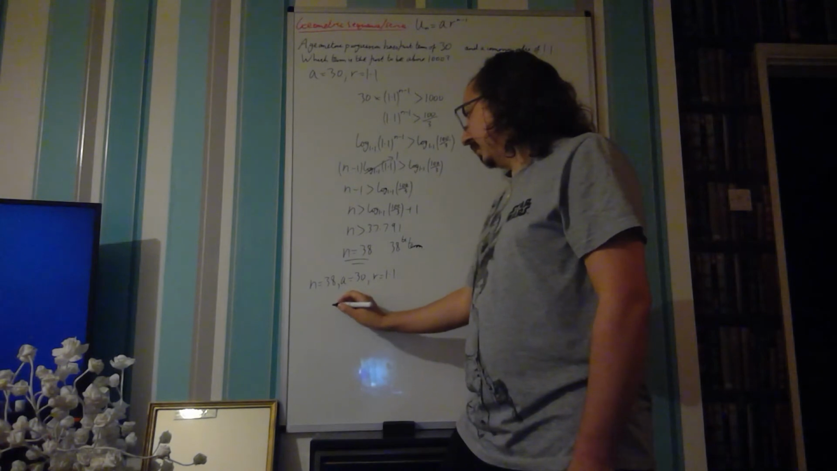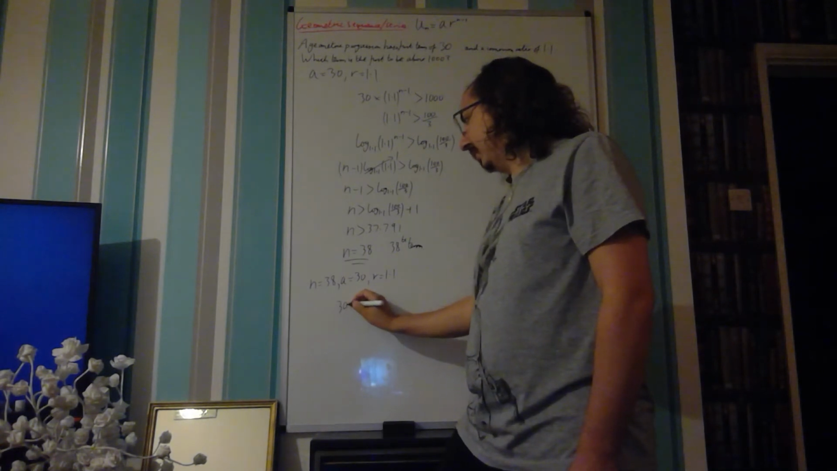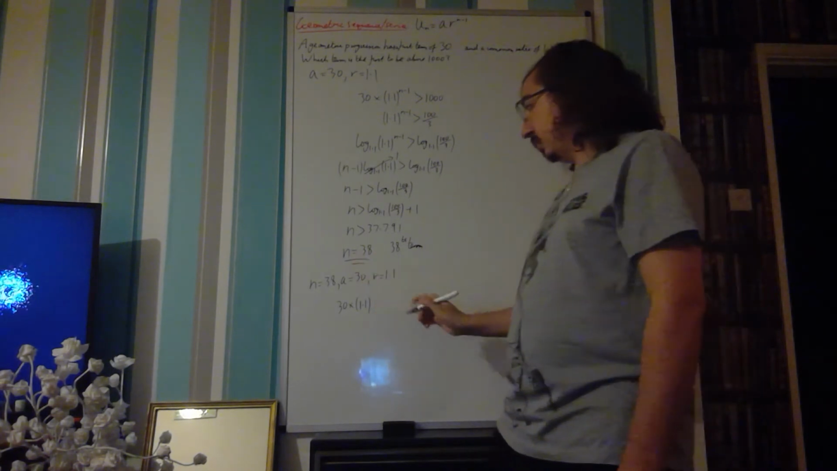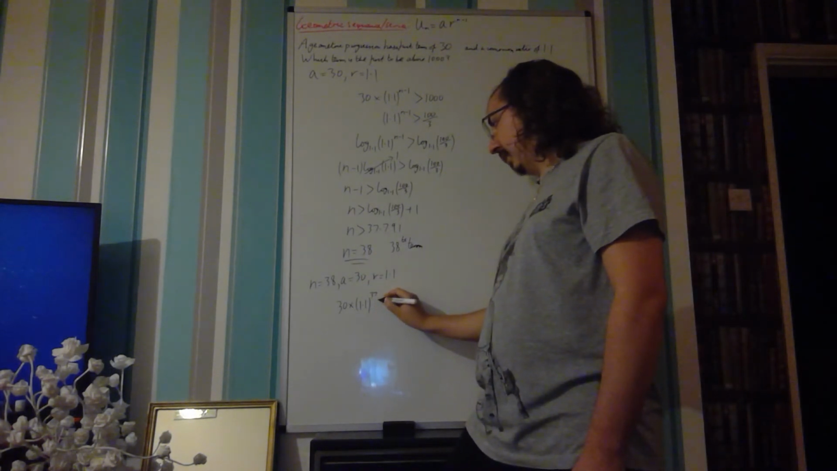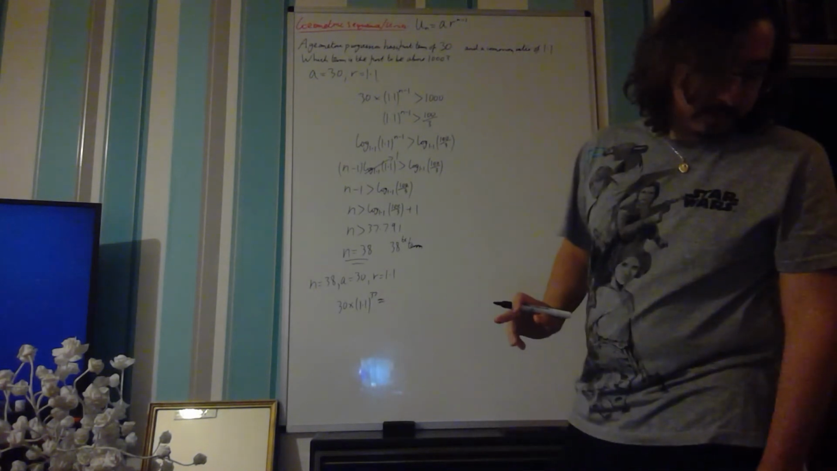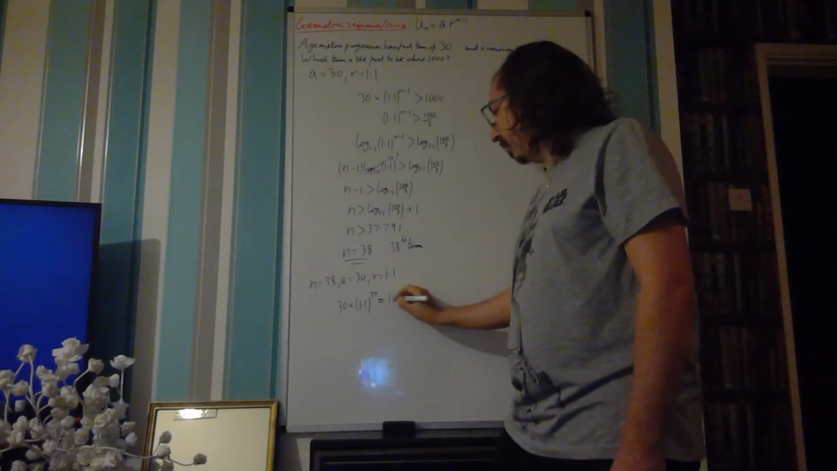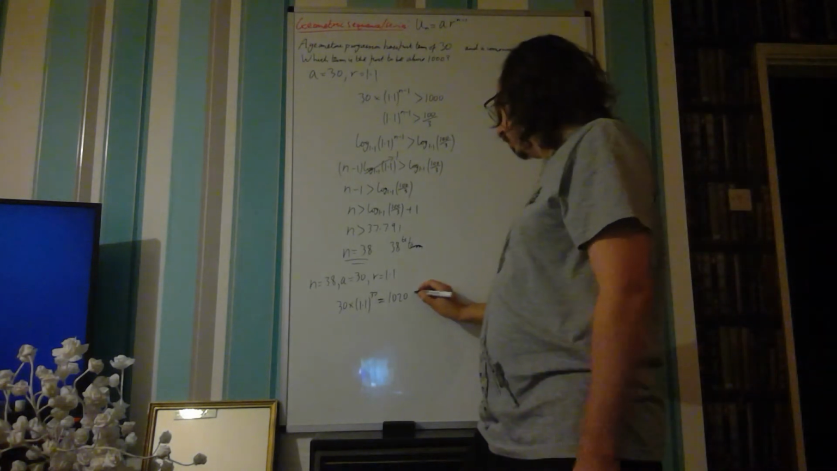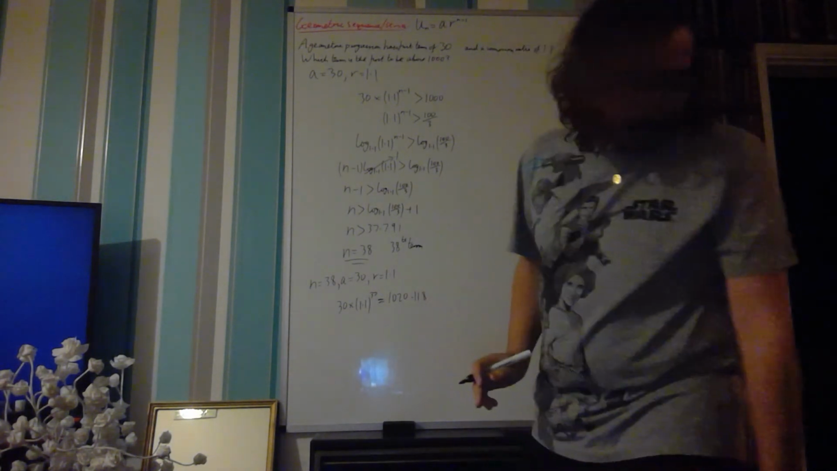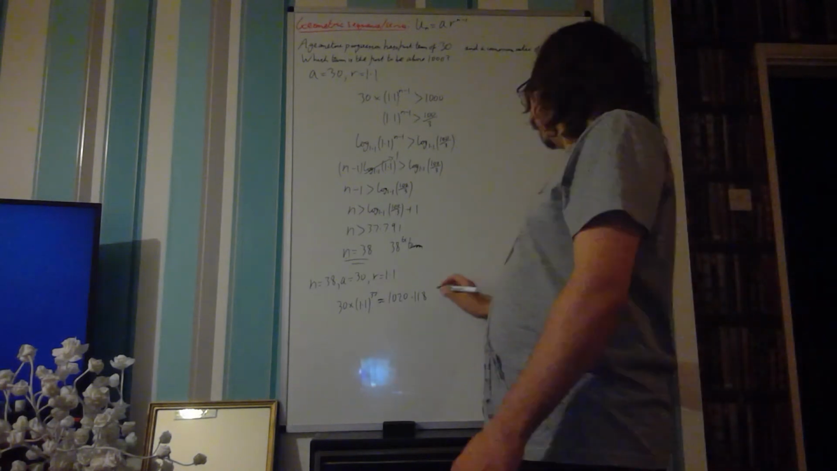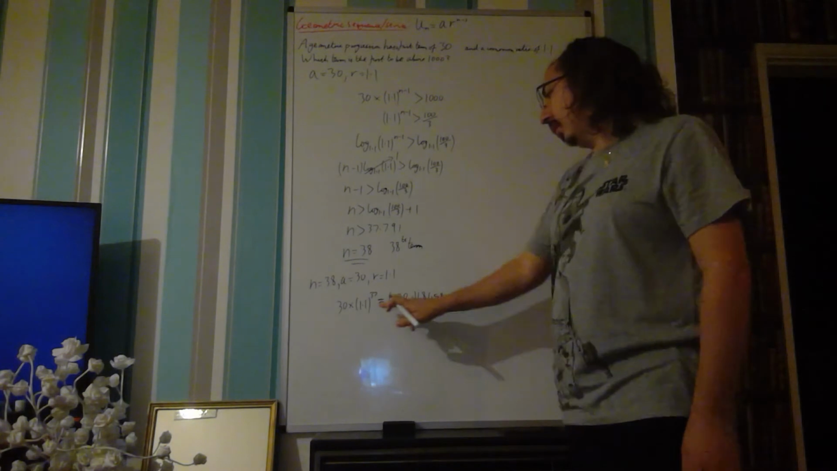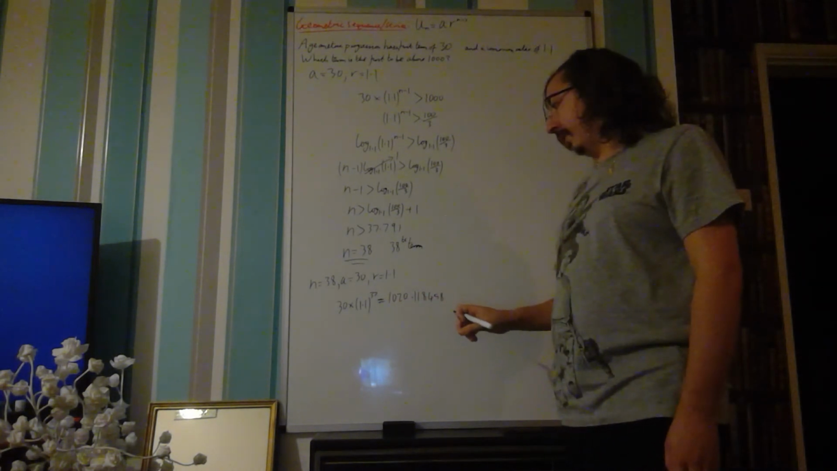If we substitute it into the nth term formula, we have 30 times 1.1 to the power of n minus 1, so 38 minus 1, which is 37, which is approximately equal to 1020.118458.